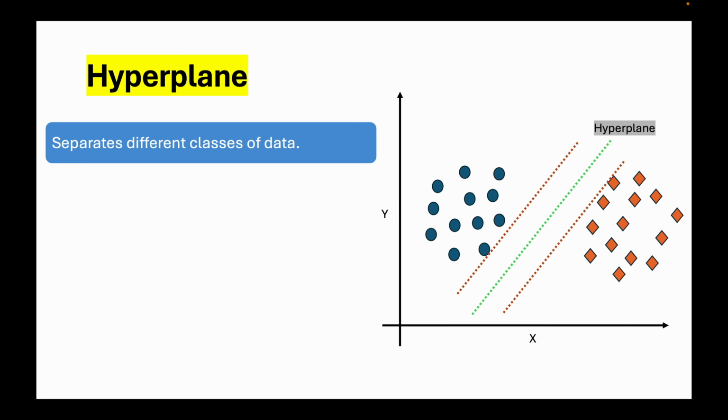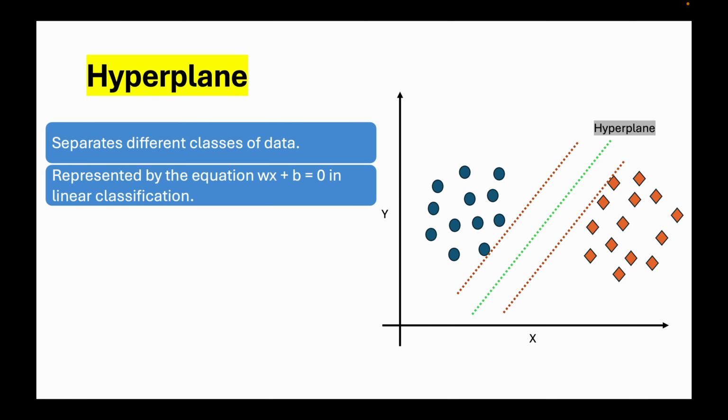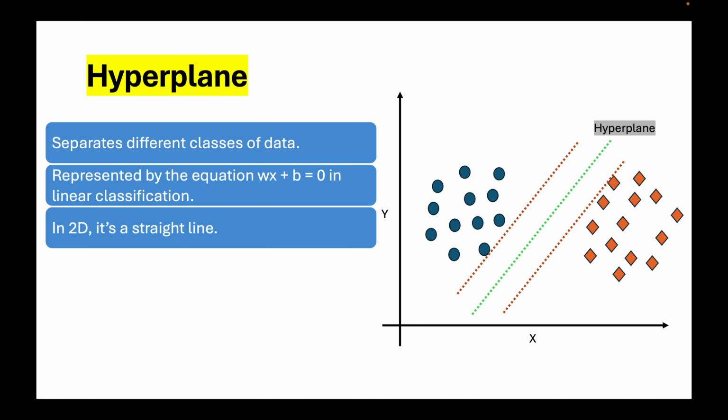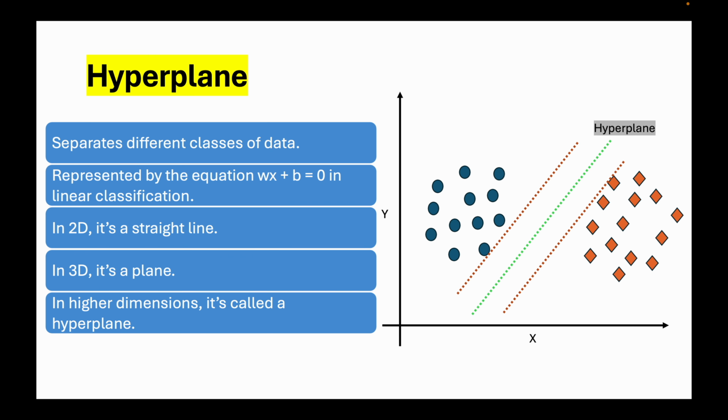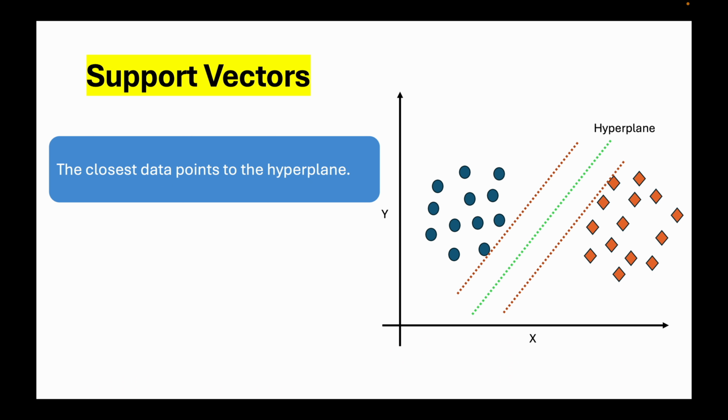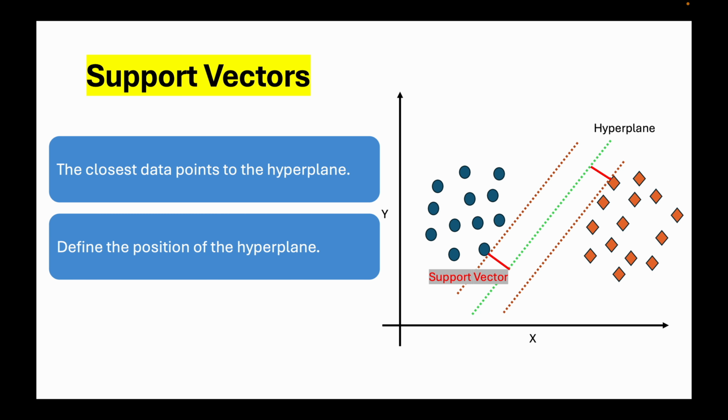Hyperplane. It is a decision boundary that separates different classes of data. Here, the green line is a hyperplane. It is represented by the equation Wx plus b equals 0 in linear classification. In 2D, it is a straight line, whereas in 3D, it's a plane. But in higher dimension, it is called the hyperplane. Support vectors are the closest data points to the hyperplane, and they define the position of the hyperplane.